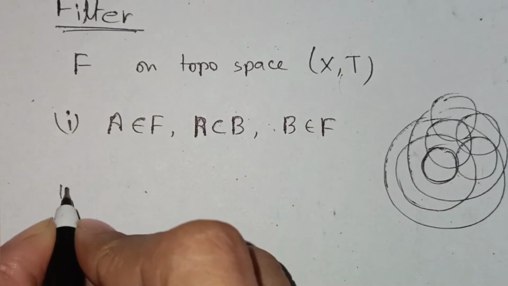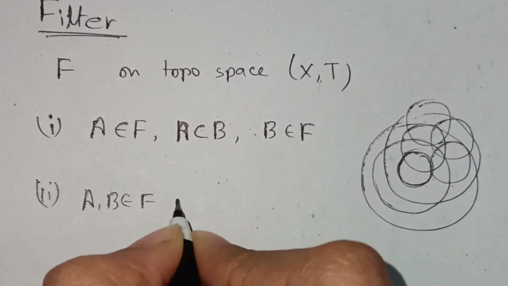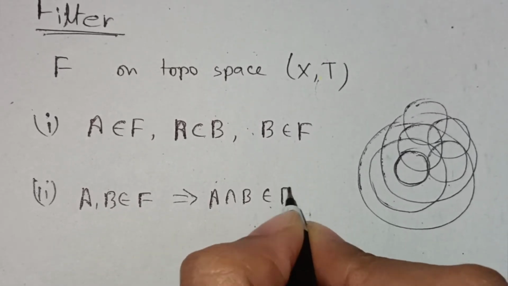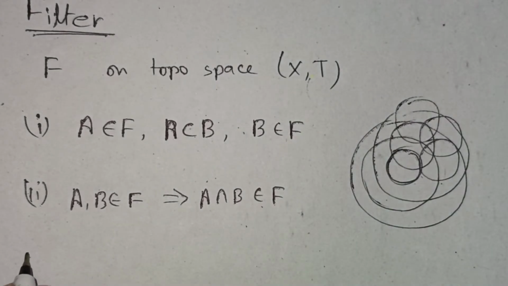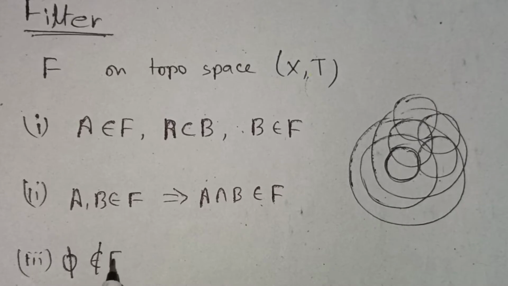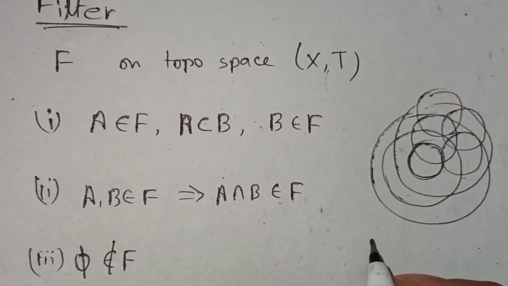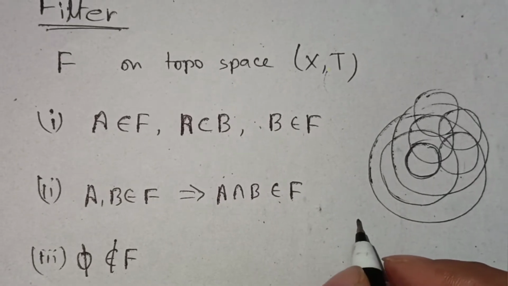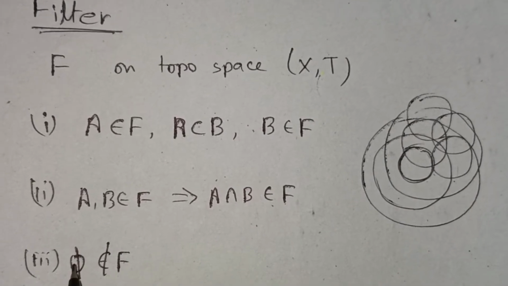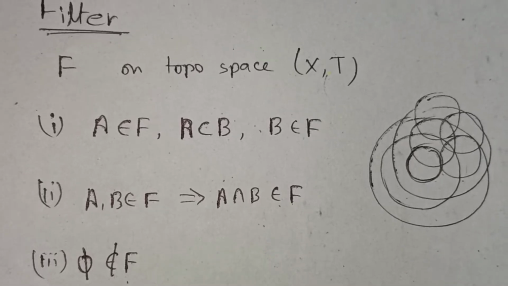Second condition is, let A and B belong to F, then their intersection will also belong to F. Third one is phi does not belong to F. If phi belongs to F, then every set is a superset of phi, then every subset of X has to belong to F. But this is not always possible, right? So phi does not belong to F.